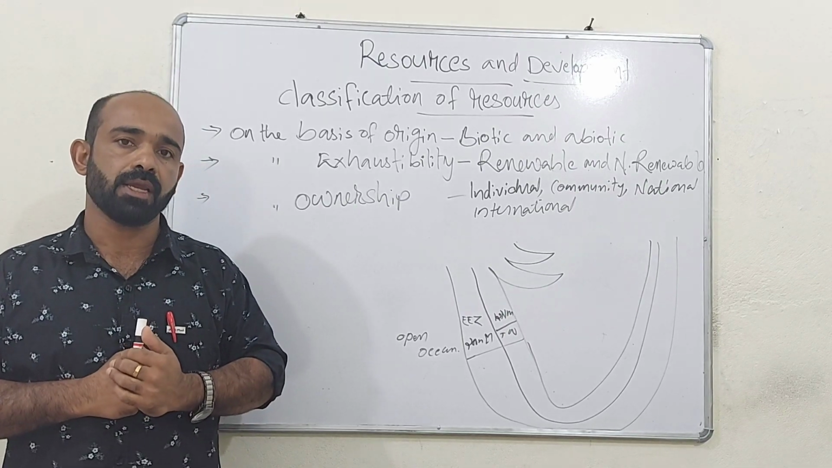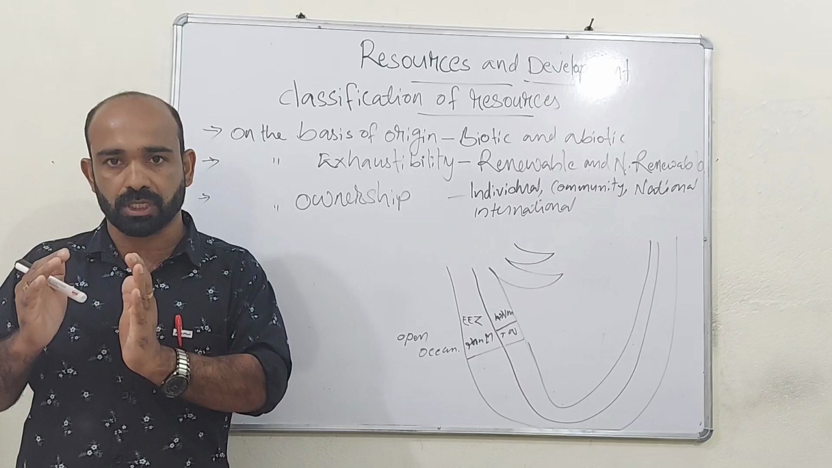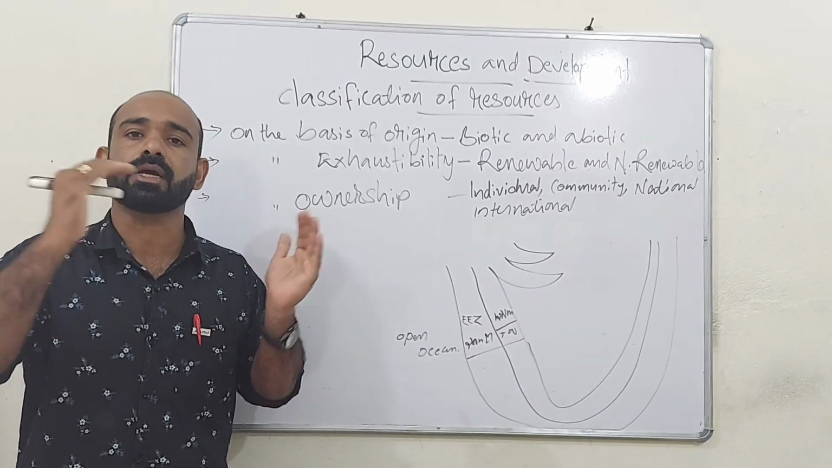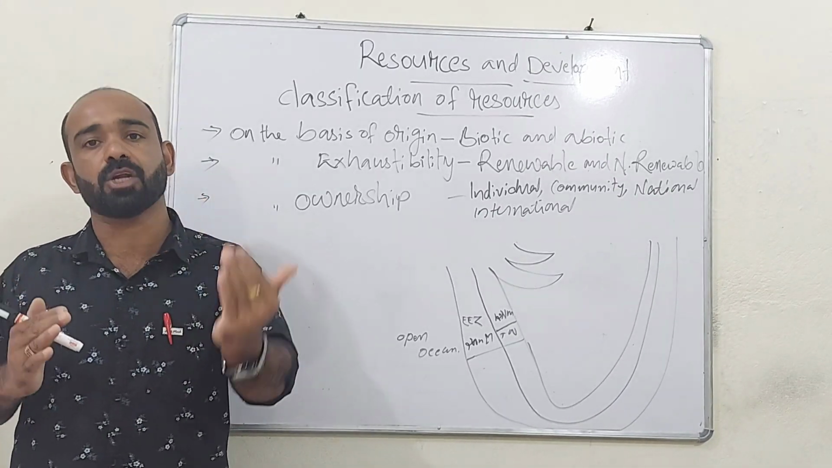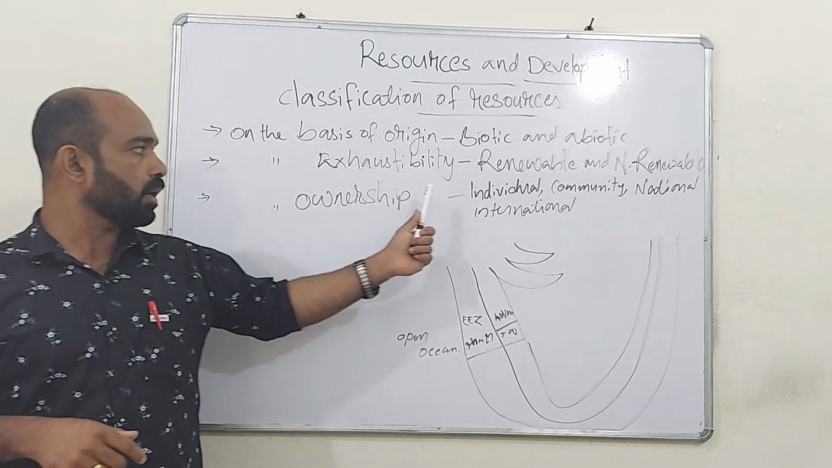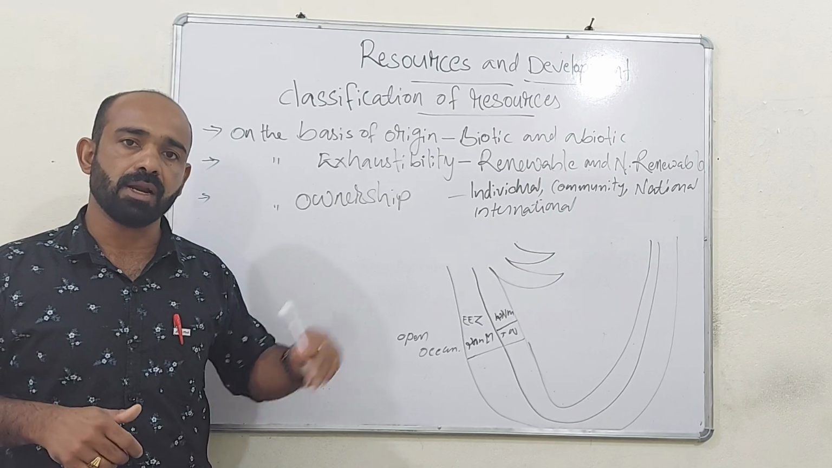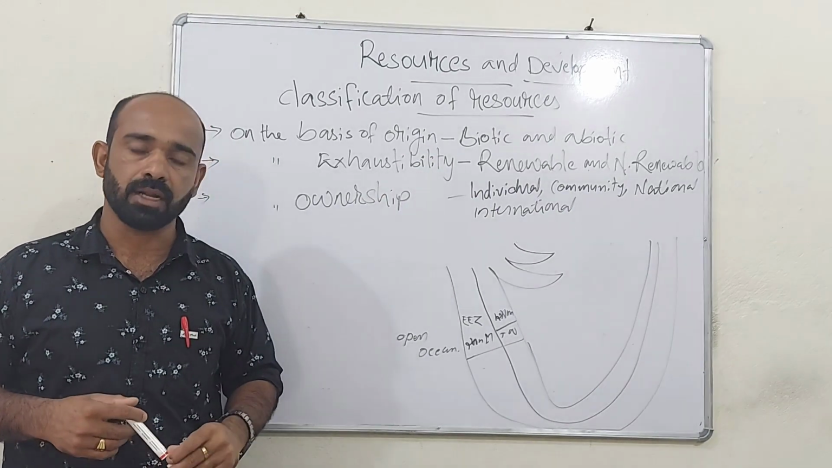And that's why these resources are called non-renewable resources, because they are limited in nature, and so if the stock is exhausted or finished, they will take millions of years again for the formation. And now on the basis of ownership also, resources are of four types. They are individual resources, community owned, national and international.